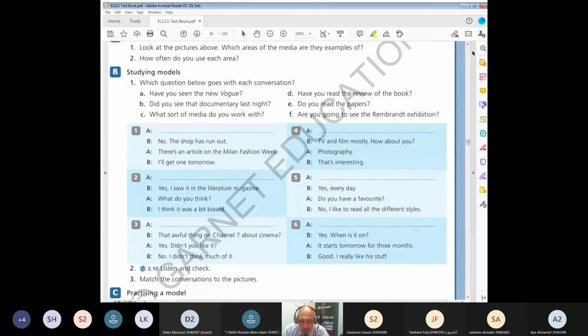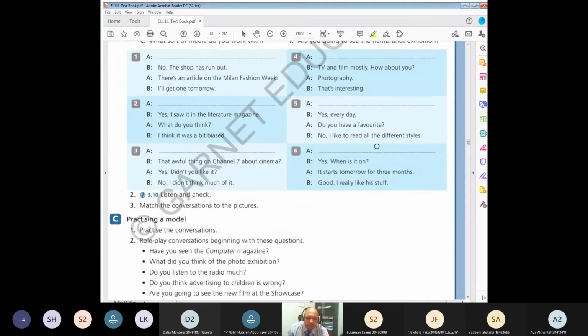Have you seen the new Vogue? And by the way, Vogue is a very famous magazine, right? I think it's a woman's fashion magazine. Yes, the word Vogue itself means fashion. So Vogue and fashion have the same meaning. So no, the shop has run out. Run out means that it doesn't have any new copies. Okay? So I ask you for a cup of coffee and you say the sugar ran out. It means that we don't have sugar anymore. Okay? So let's move to 2.